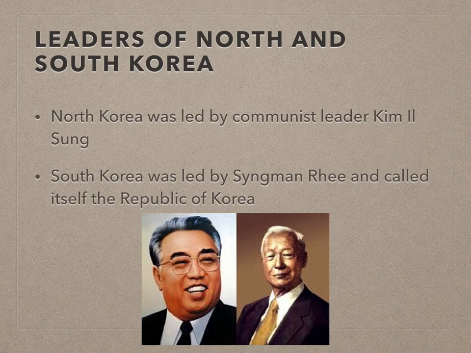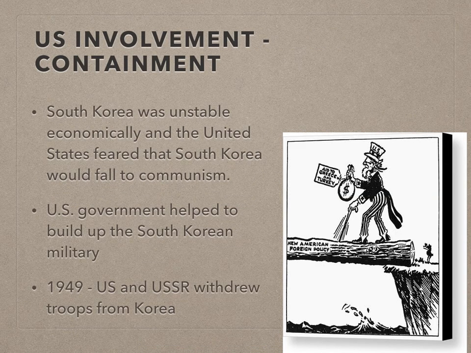ruling themselves. North Korea was led by a communist leader known as Kim Il-sung, pictured on the left, and South Korea was led by a man named Syngman Rhee, and it called itself the Republic of Korea. The US was strongly involved in the establishment of South Korea. This was part of their containment policy, as we've already seen.